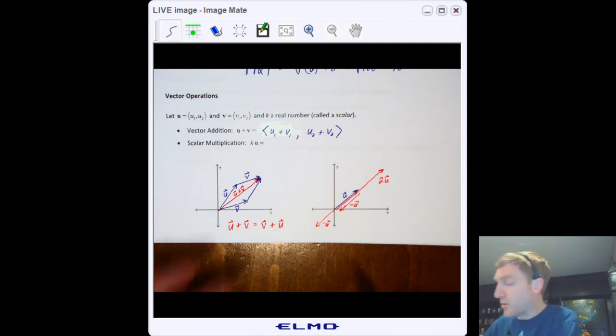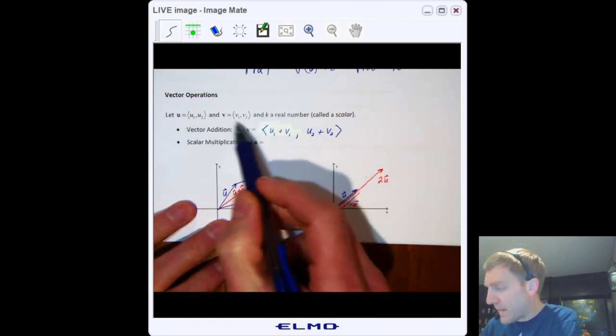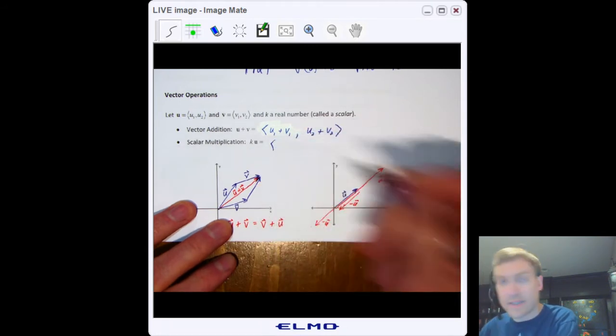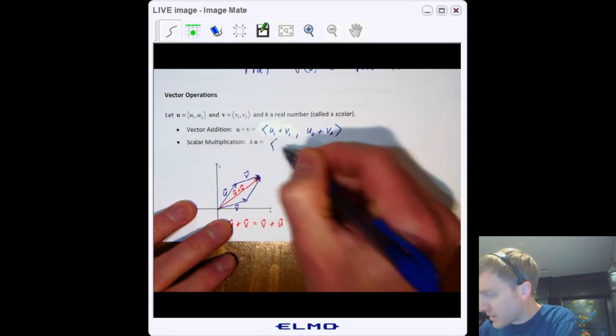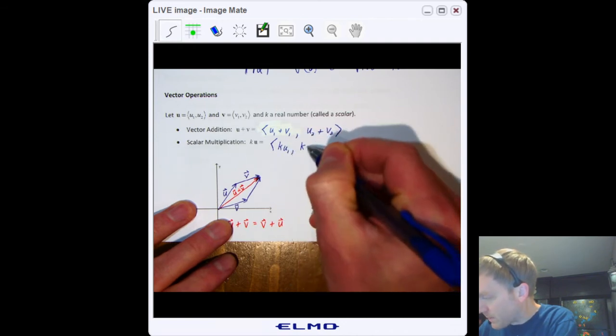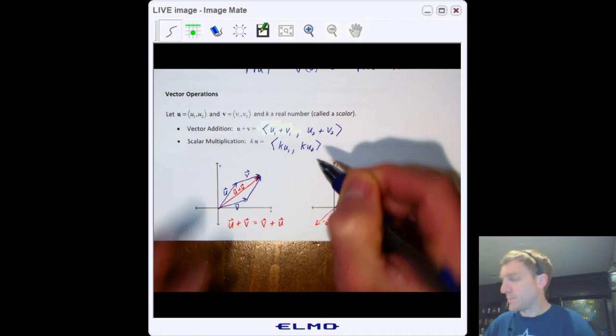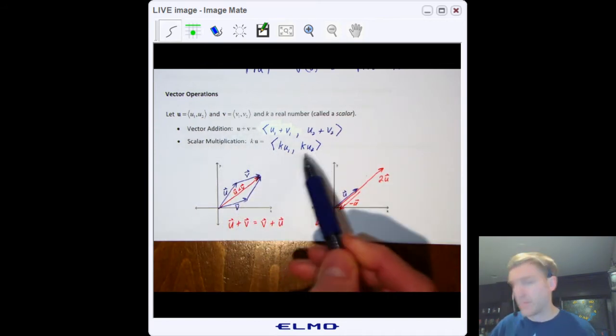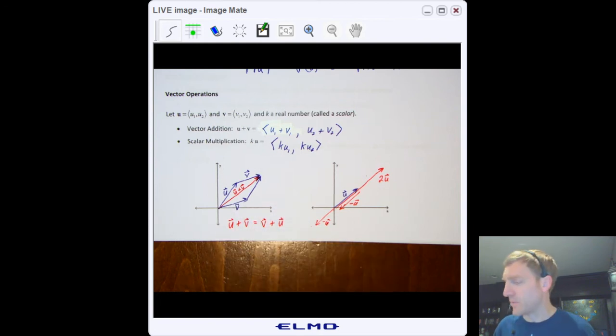So how do I do scalar multiplication? How do I take vector u and multiply it by k? Well, once again, it works exactly like you would expect. You simply multiply each component by k. So k times u sub 1 and k times u sub 2. Basically, you're almost distributing the k to each component. It's not the distributive property, but a similar idea. Okay, so that's how we do scalar multiplication.